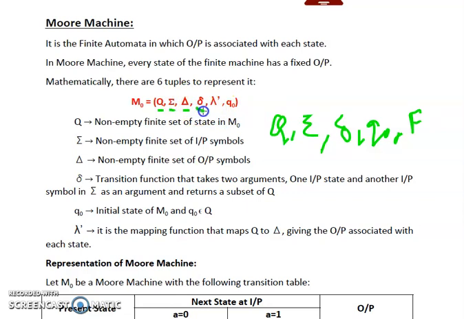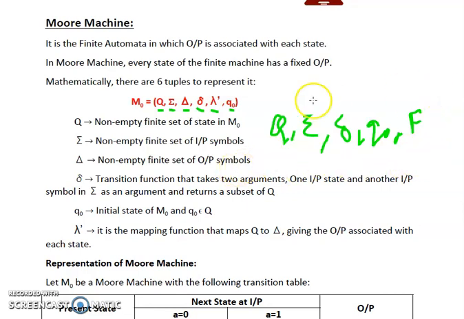Now, small delta is common for both Moore machine and DFA. Now, next is our Q naught. Q naught is also common for both. The initial state is same in case of DFA and in case of Moore machine also. But if we talk about lambda dash, lambda dash tells us the output associated with each state. DFA doesn't have an output associated with each state. That's why lambda dash is not present in the tuples of the DFA.